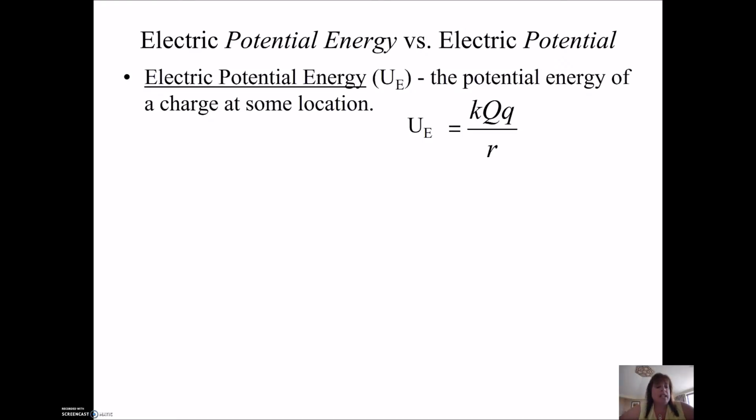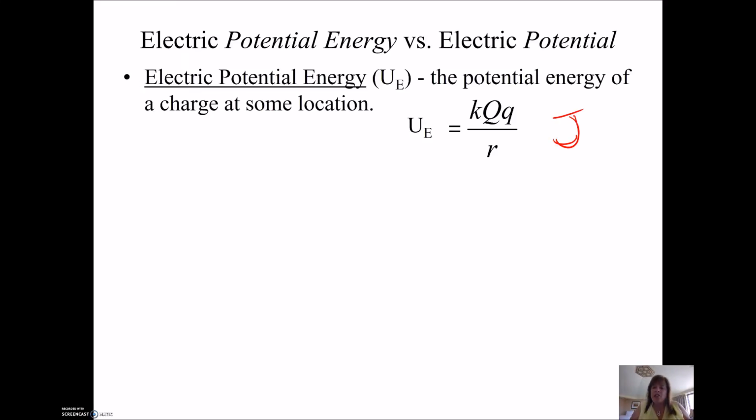Now, we're going to get into in the next video how these equations came about, but the electric potential energy equation is KQQ over R. Notice it's very similar to the electric force equation, which is KQQ over R squared, and that can lead to some problems. But the unit of energy, right, is the joule. J for joule.